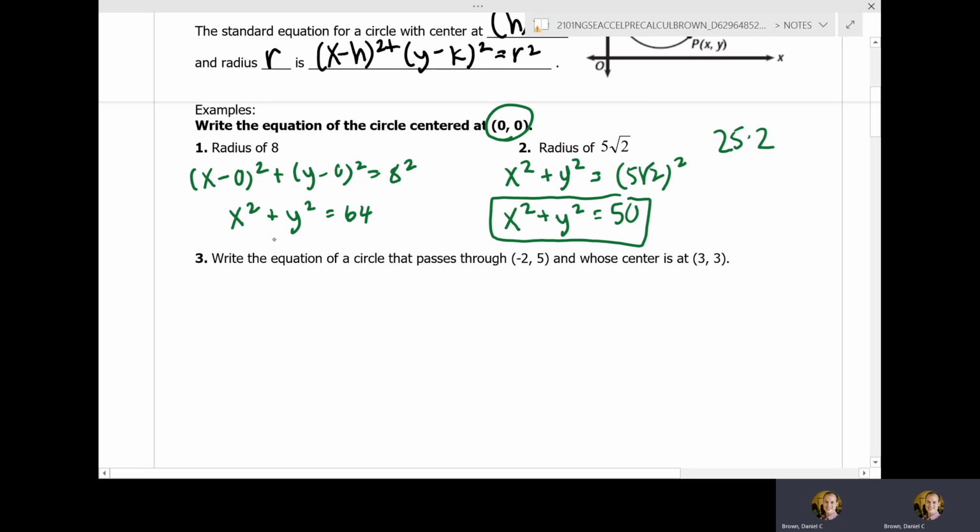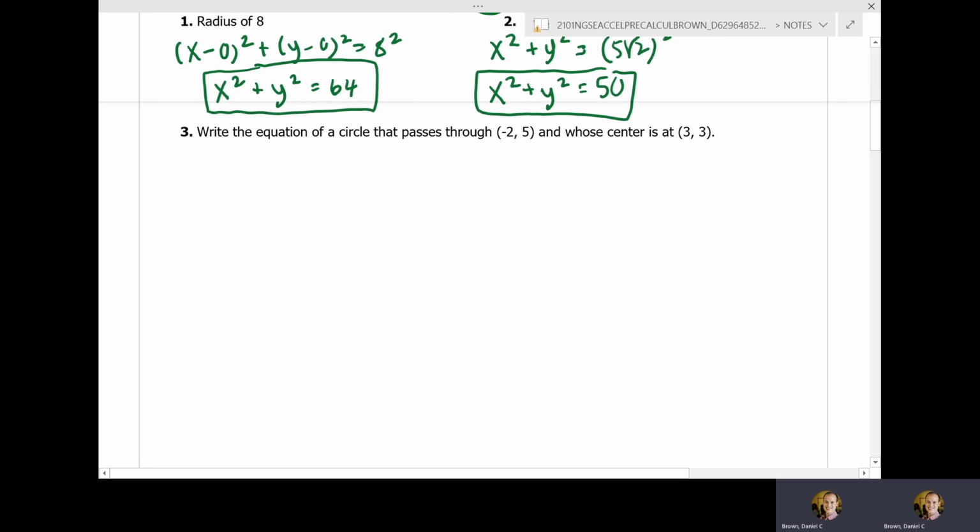Again, this is the graph of a circle. In math, we call these implicitly defined functions, or really not functions, but curves, because they are not in the form of y equals or f of x equals. The x's and y's are mixed together on the same side of the equal sign, which is something that we explore in calculus. Another type of problem we can write: write the equation of a circle that passes through (negative 2, 5), whose center is at (3, 3).